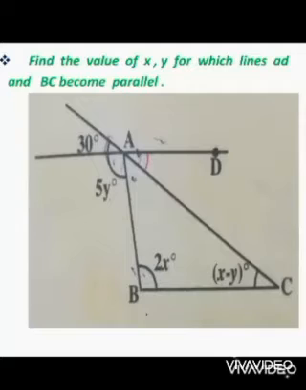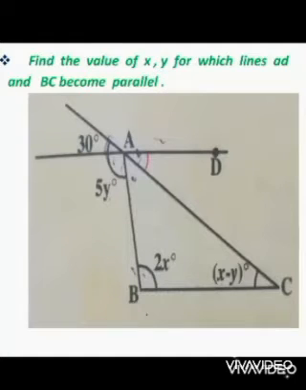Welcome to today's maths class, chapter 4, lines and angles. Children, in continuation to the previous video, let us solve a few more sums from the same exercise, exercise 4.4. Let us move to the first sum. Find the values of x and y for which the lines AD and BC become parallel.